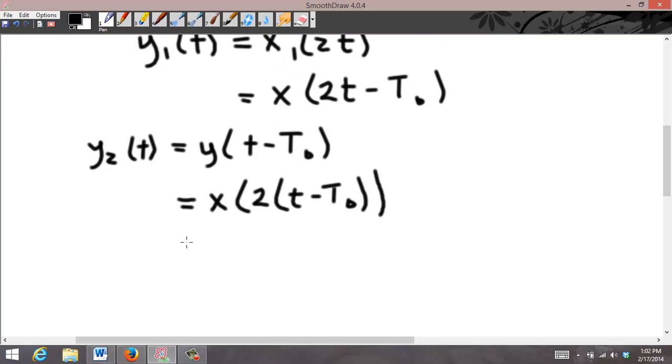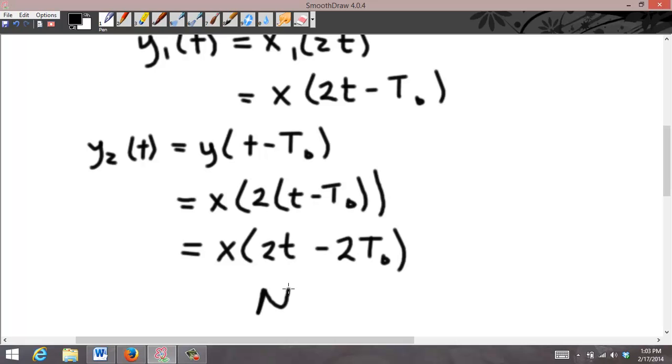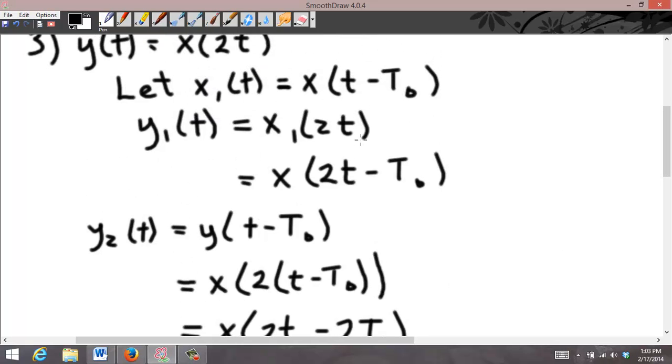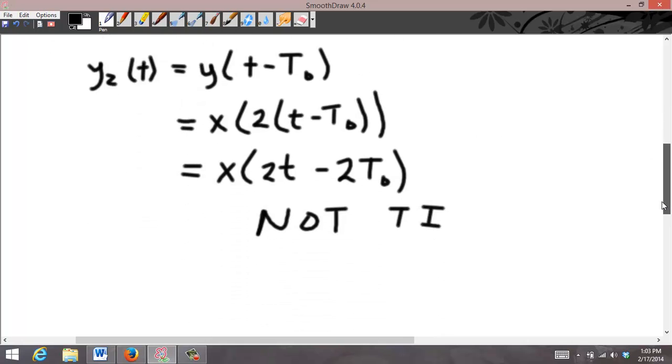And now when we distribute it out, we end up with x of 2t, but now we have minus 2t naught, instead of just 1 t naught. So that, again, is just not time invariant. And if you look at this example where you're scaling, or the previous example where there was a minus sign in front of the t, and the first example where there was a t out front, those are all hints that it's not going to be time invariant.